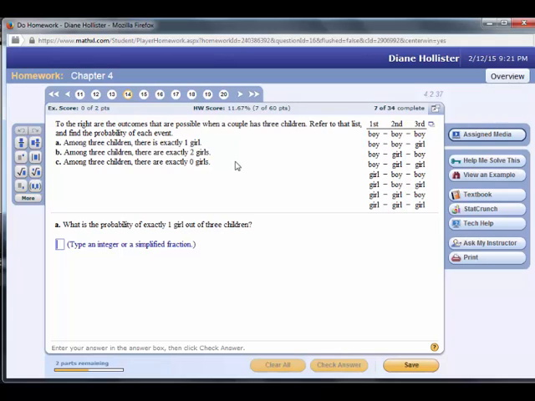What's the chance that there are 0 girls or all boys? 1 out of 8 options. The complement of that, where you have at least 1 girl, are the other 7 out of 8 choices. Keep that in mind for a later problem.